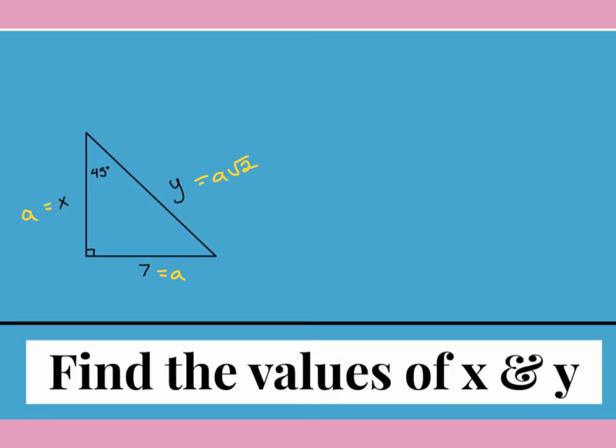All right, 45, 45, 90. So this again only needs one 45 because you know it's a right triangle. So that means the other one has to be 45. Relationship is A root 2. So if A is 7, then X is 7, and Y is 7 root 2. Easy money.